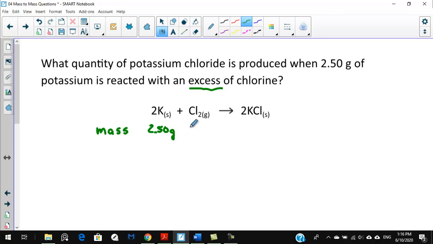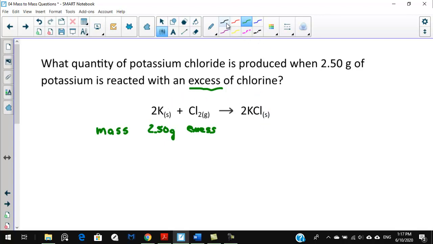Under chlorine, it says I have an excess. All that means is I'm being given enough chlorine to use up all of the potassium. This won't run out before I've used all of this up. I've got more chlorine than I need. I have an excess of chlorine, so I'll be able to use up the whole 2.5 grams. And that's important to know because if we're going to calculate how much potassium chloride we make off this number, we need to make sure that all of this mass is used up when it gets turned into potassium chloride.